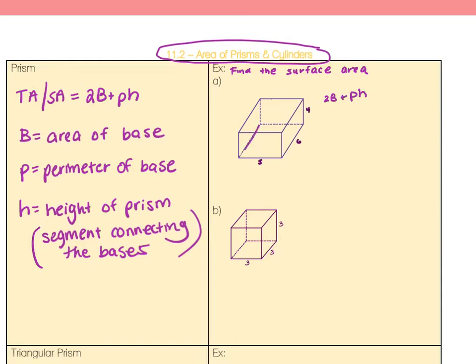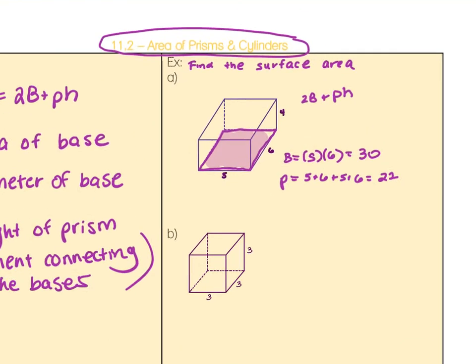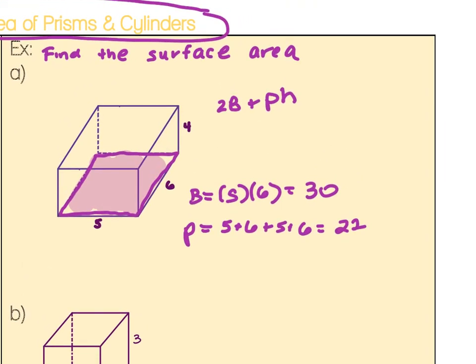So if I use the bottom side as the base, the bottom and the top would both be the bases. Then my B, which is the base area, is 5 times 6, which is 30. And the perimeter is 5 plus 6 plus 5 plus 6, or 2 times 5 plus 2 times 6, which is 22. So then I take and just plug those into this equation.